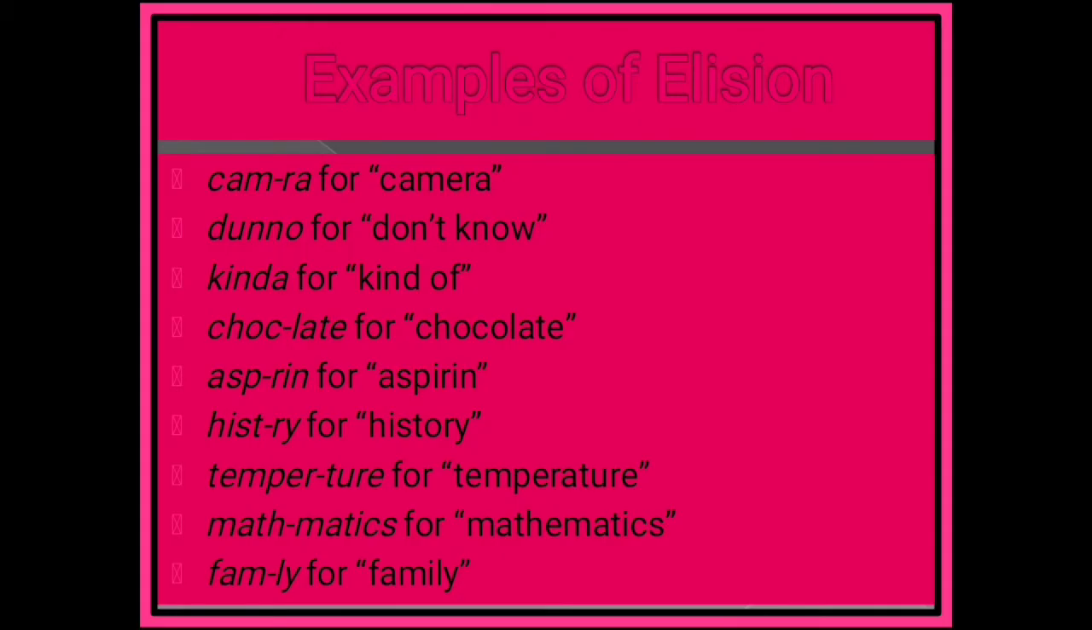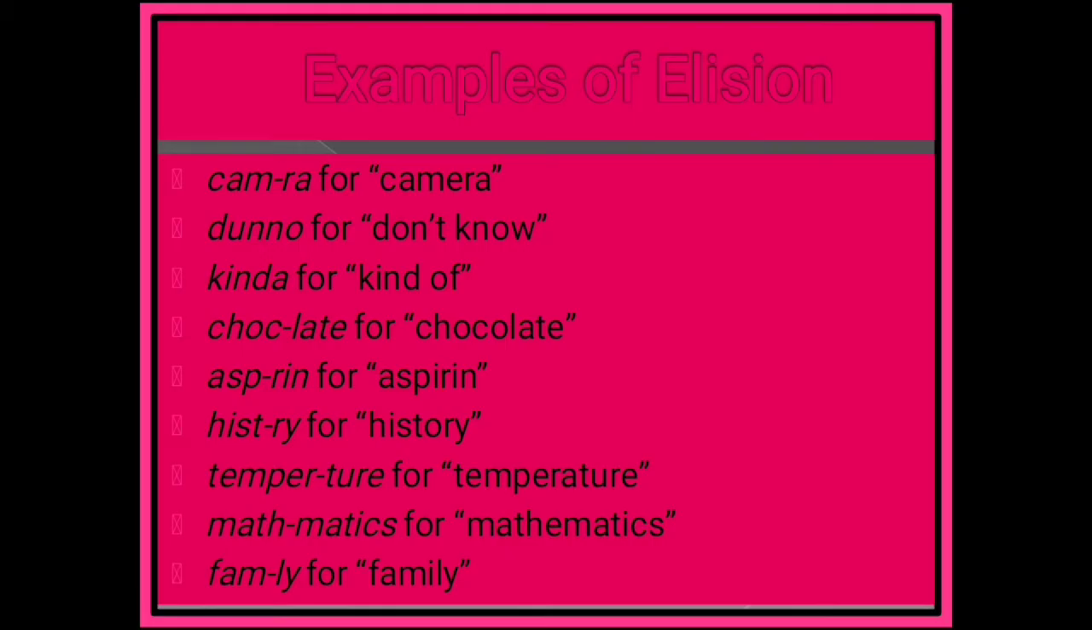The fourth example is chocolate. In chocolate, the O is dropped, the O is omitted, so it's elision. In aspirin, the I is dropped. In history, the O is dropped, and in temperature, the A is dropped. In mathematics, the E is dropped, and the same in family, the I is dropped.